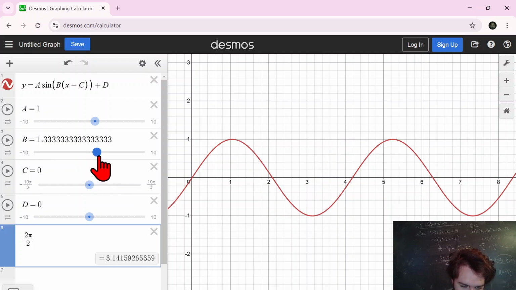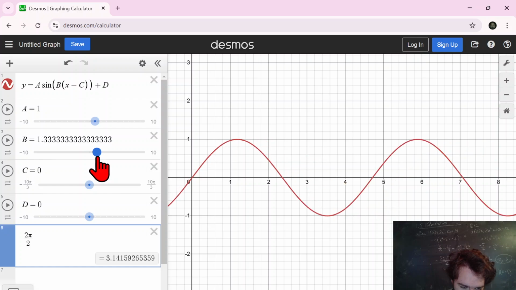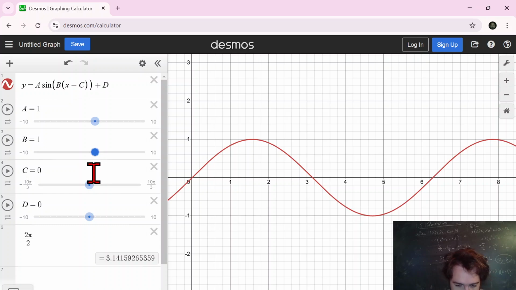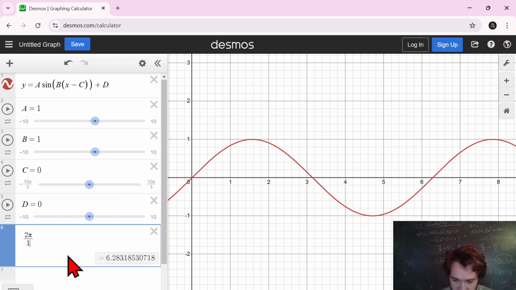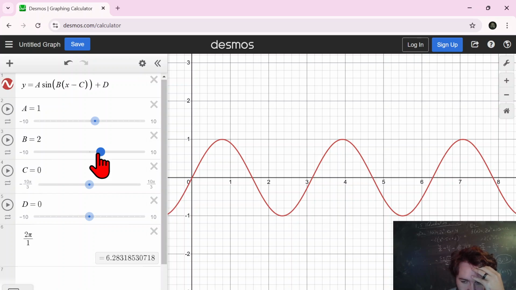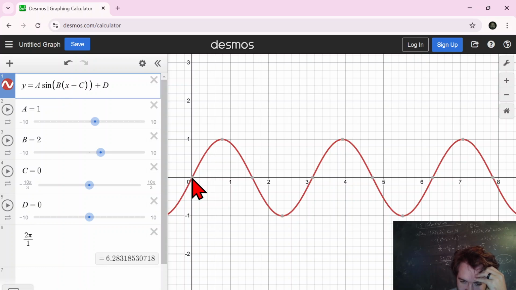Now, if I set b back to 1, then you notice that the formula 2 pi over 1 will just give us 2 pi. In other words, it completes one full cycle in precisely 6.28, which is 2 pi. Another way to think about what b does, if I move this to 2, you will notice that in 2 pi distance along the x-axis, I can count the number of full periods of sine that I see. So there's one full period, two full periods within 2 pi.